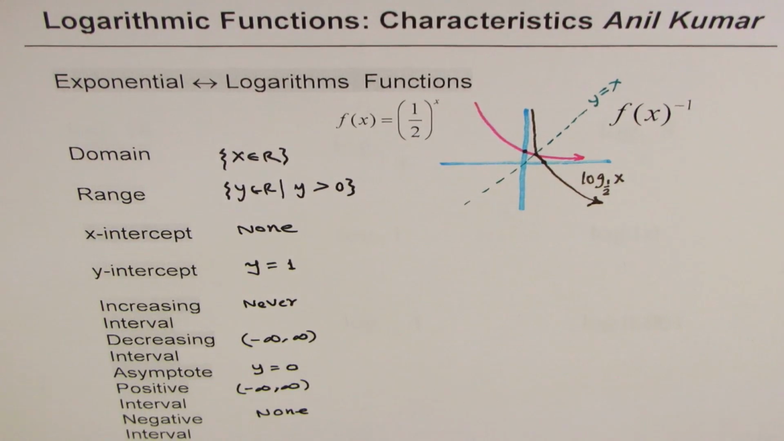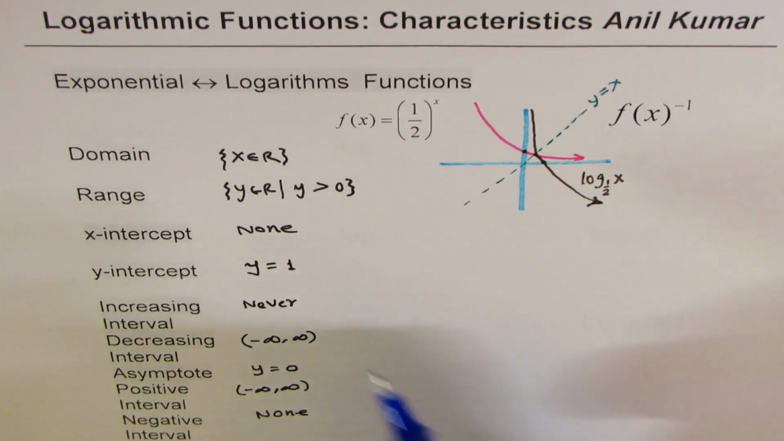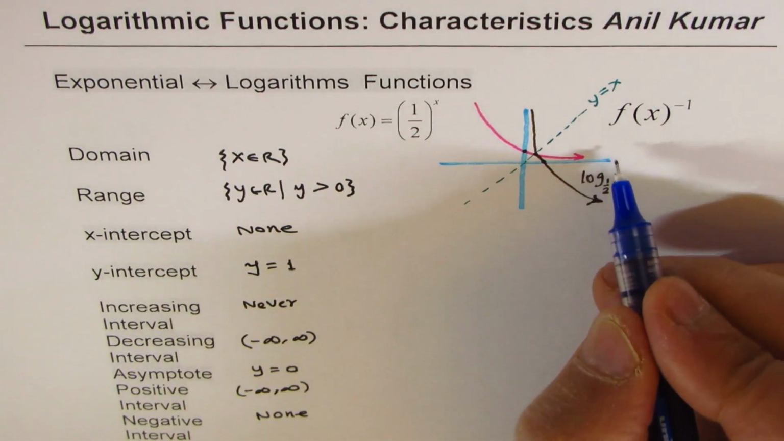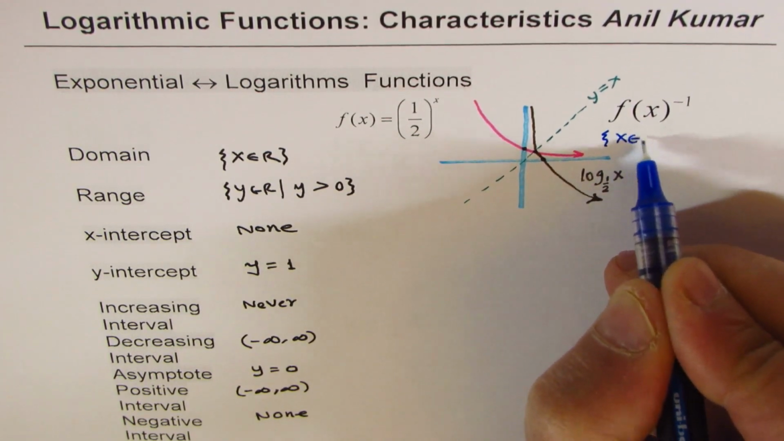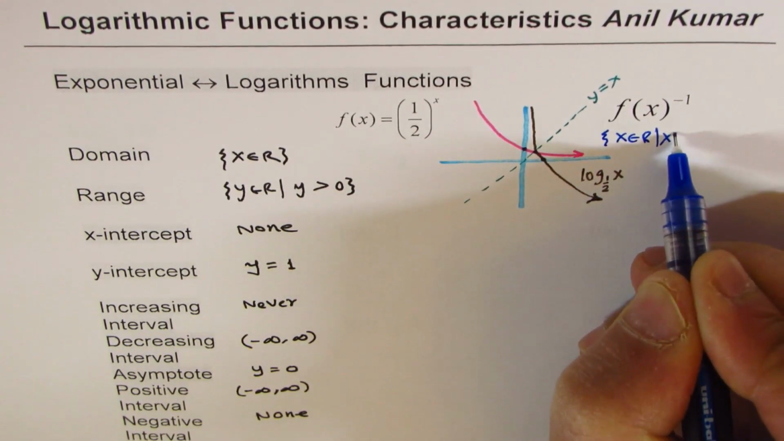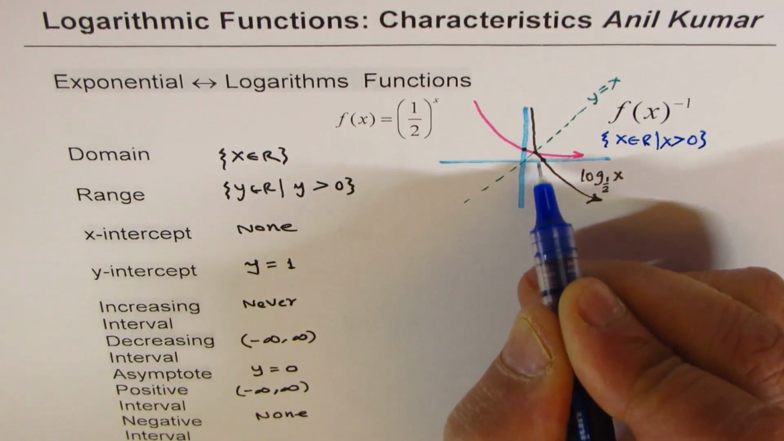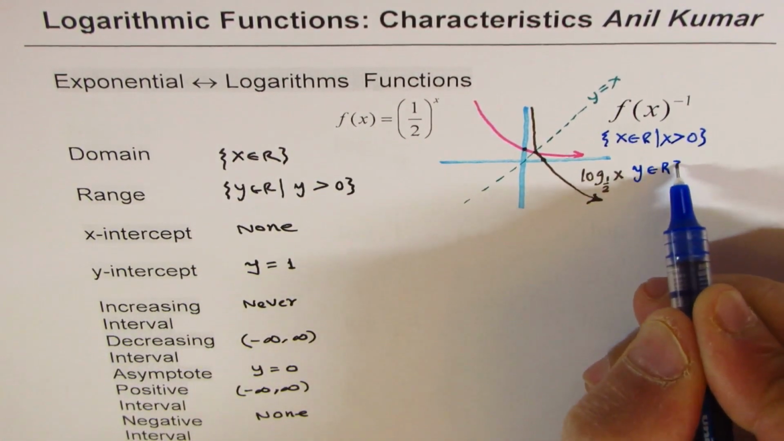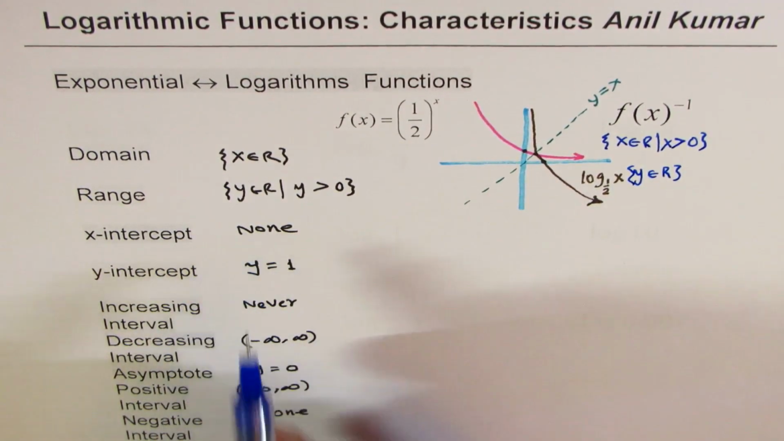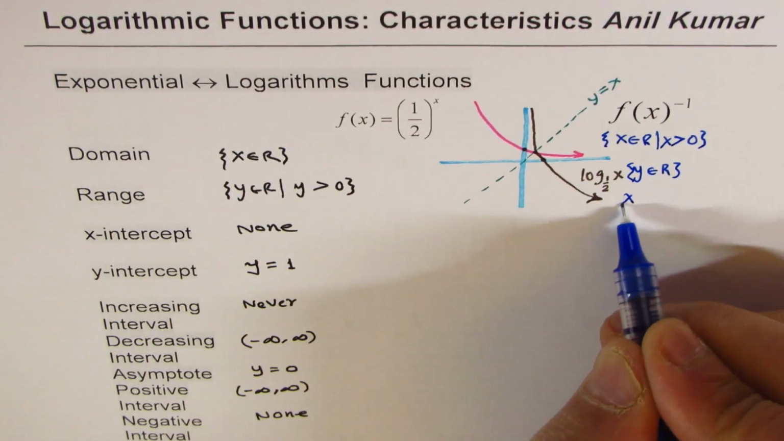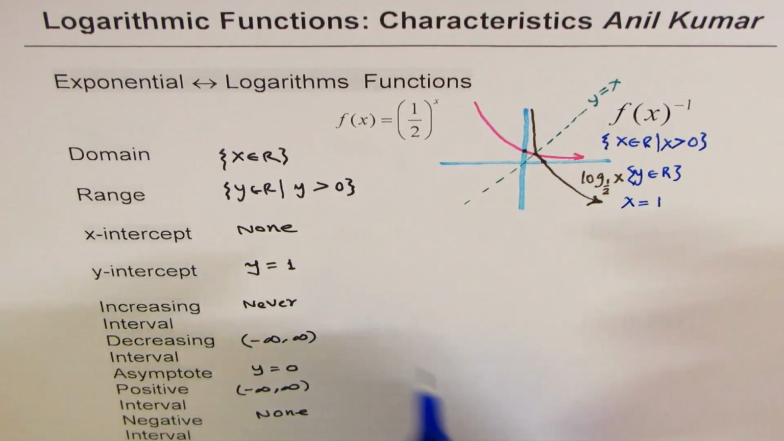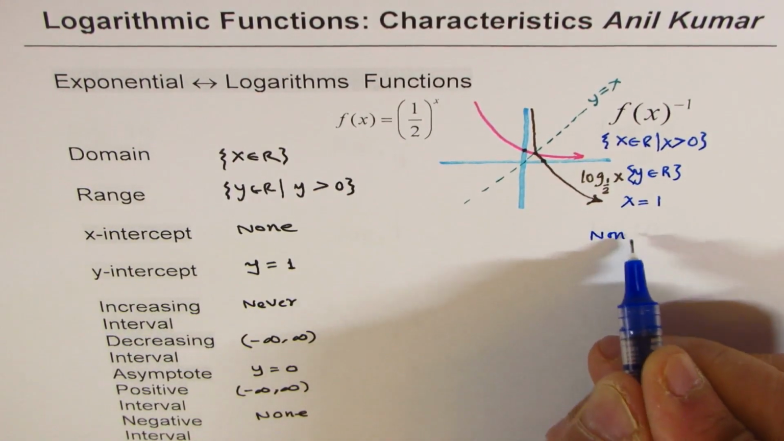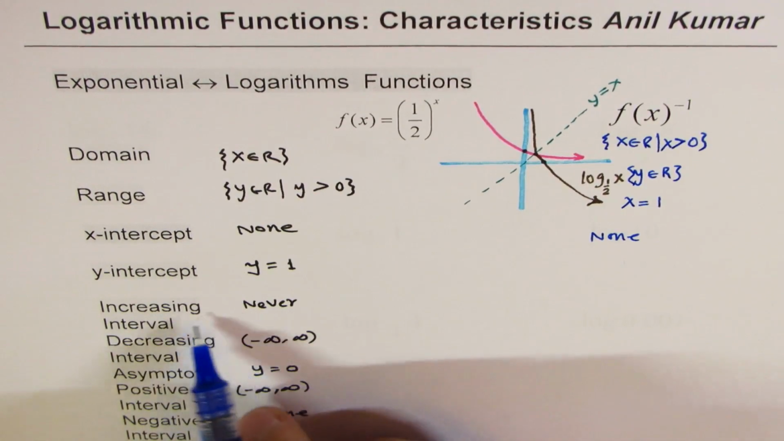So these are the characteristics of the exponential function. To write down the characteristics of the logarithmic function, we know that the domain is restricted. x belongs to real numbers, however, x has to be greater than 0, as you can see from here. Range, there is no restriction. y belongs to real numbers. X-intercept, yes, we do have an x-intercept at x equals 1. Y-intercept is none, since we see that there is a vertical asymptote.